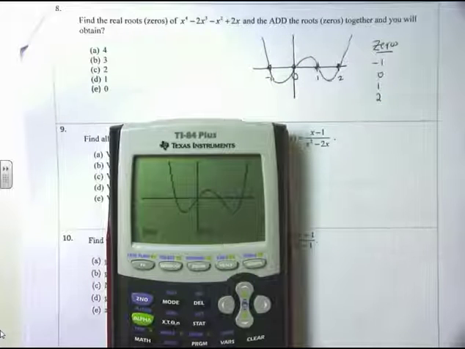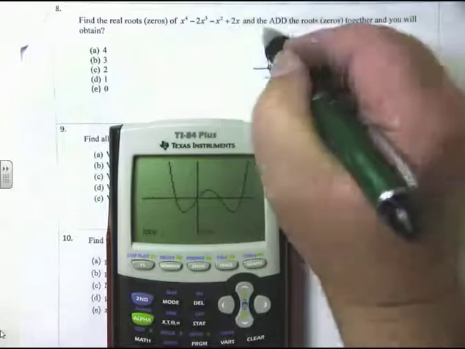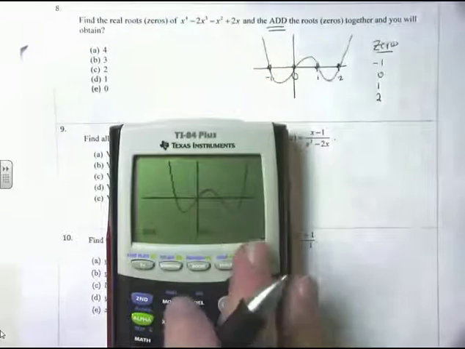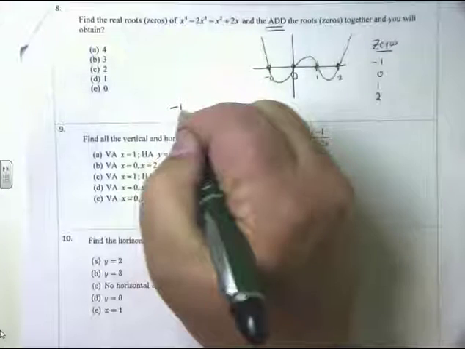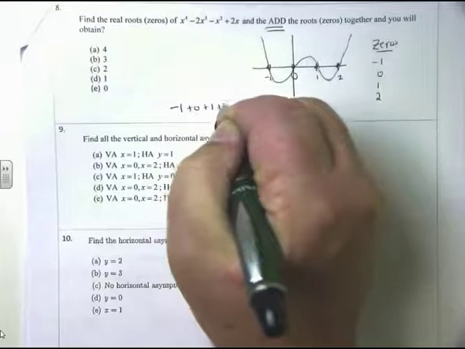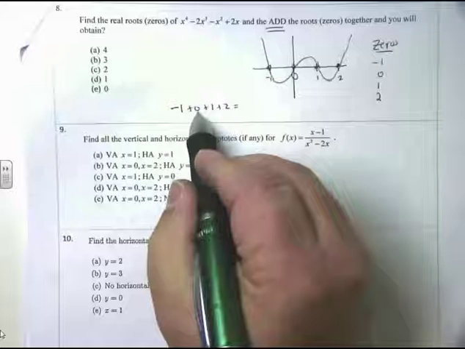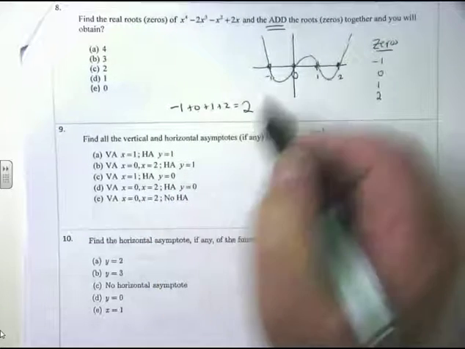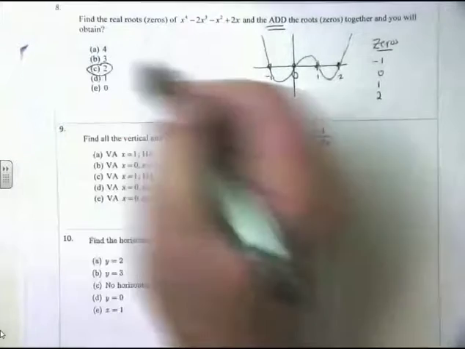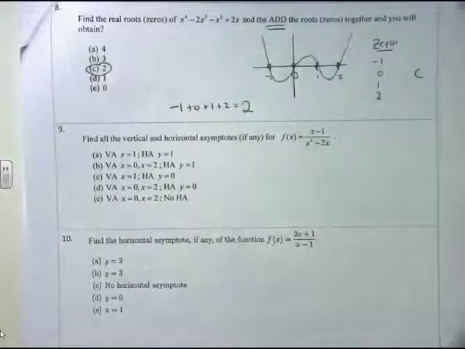But they made you, instead of just using the calculator, jump through one more hoop. You were supposed to add the zeros together. So to get your answer, you take -1 plus 0 plus 1 plus 2. -1 plus 0 is -1, plus 1 is back to 0, plus 2 is 2. So we add them together and you get the answer C, 2.